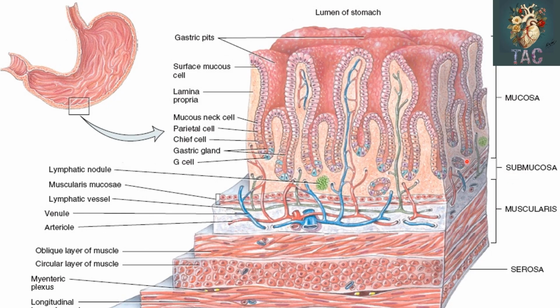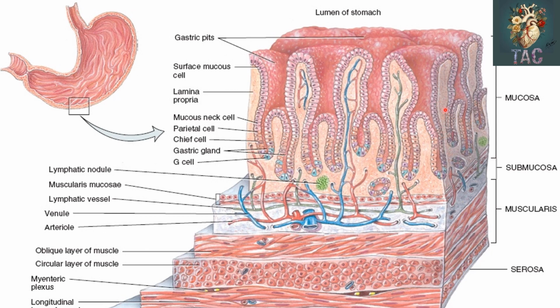Histologically, like other tubular organs of the GIT, the stomach also consists of four layers. These are the mucosa, the submucosa, the muscularis externa, and then the serosa. The mucosa in turn consists of the epithelium, which is a simple columnar epithelium formed by the surface mucous cells, and then the lamina propria.